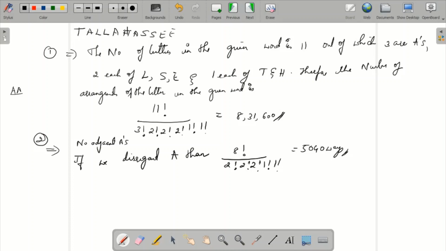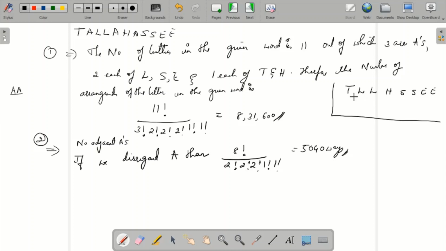So in case I just want to write, I'll write over here, T L except A, right? T, L, L, H, S, S, E and E. Okay, T, double L, H, double S, double E. So it is 1 2 3 4 5 6 7 8.